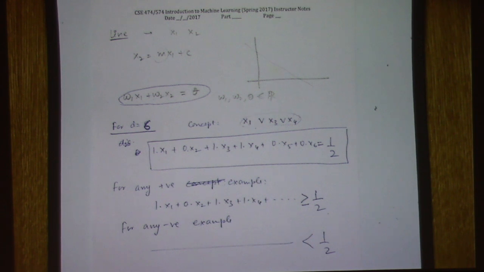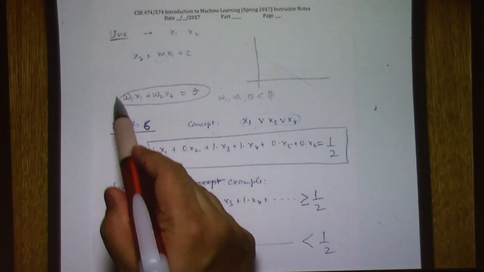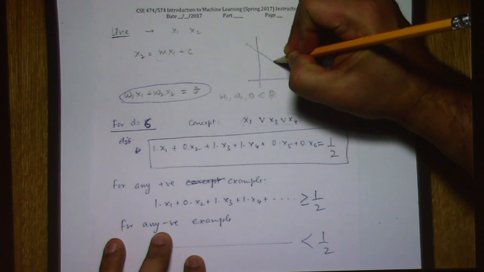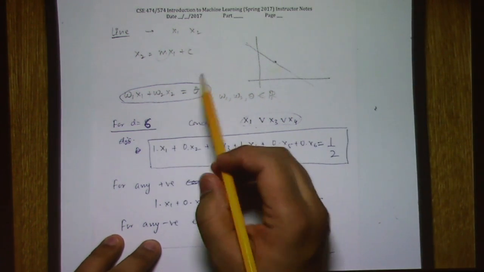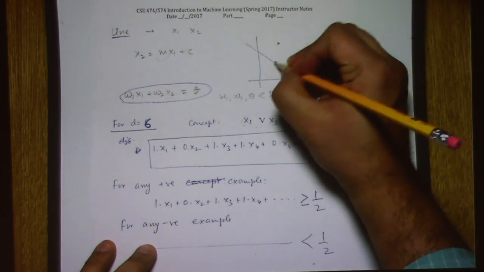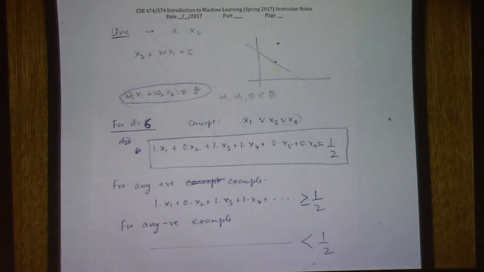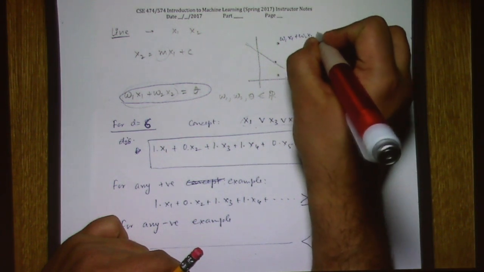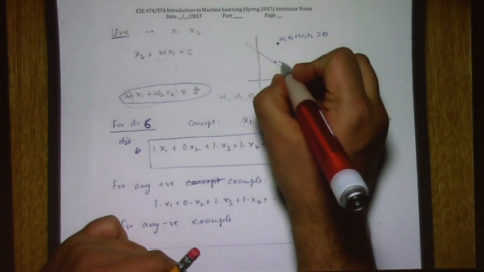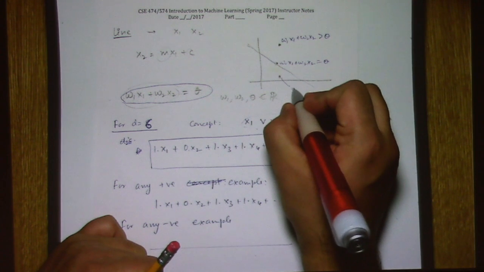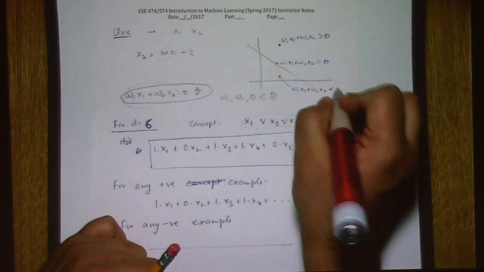Okay, so remember, the reason we express our lines like this is that any point that is on this line will satisfy this equation. For any point on this line, this will be true. For any point that is on top of the line, this value will be greater than that. And any point that is below it, it will be less than. So w1 x1 plus w2 x2 will be greater than theta for this point, equal to theta for this point, and less than theta for this point.